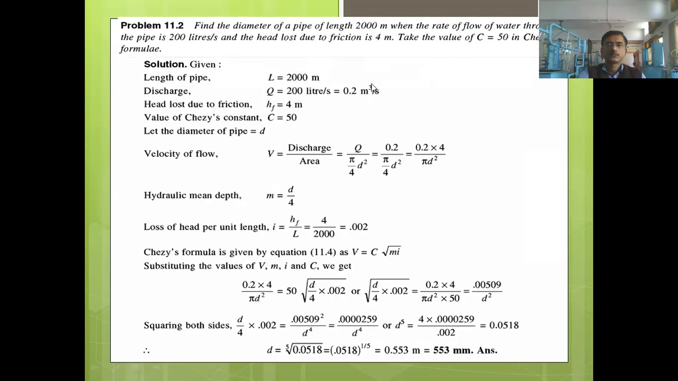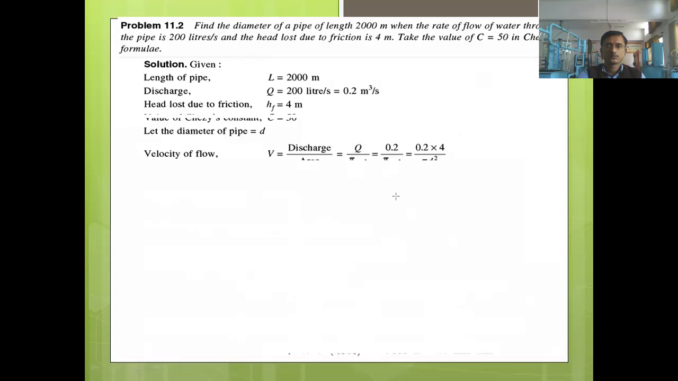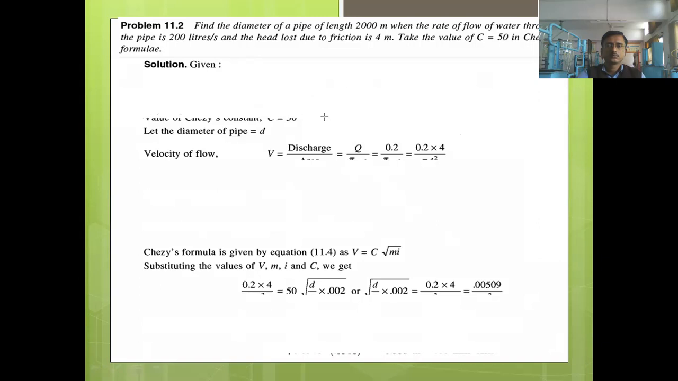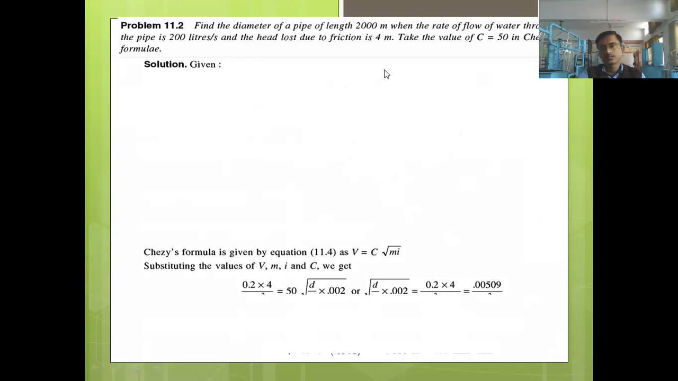Okay, next problem, write down. Find the diameter of pipe of length 2000 meter, when the rate of flow of water through the pipe is 200 LPS, liter per second.